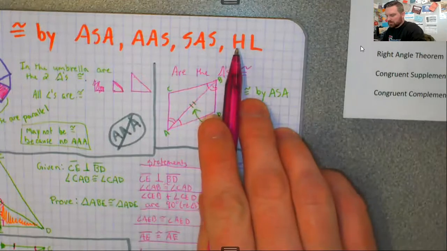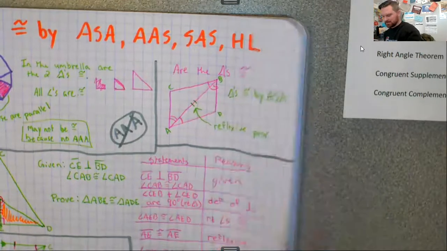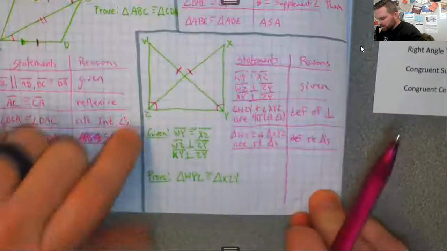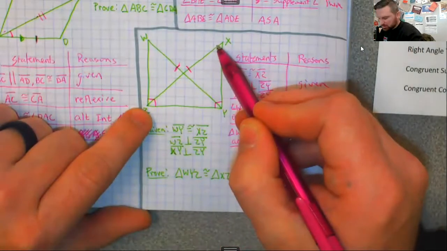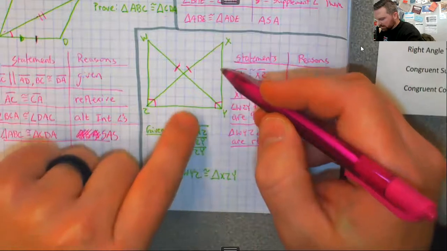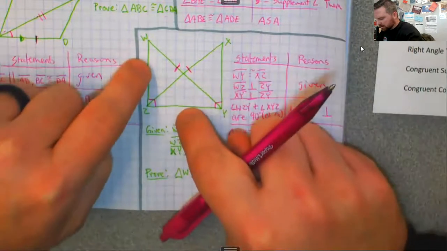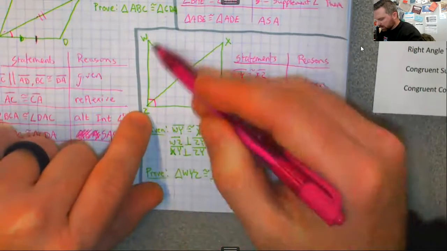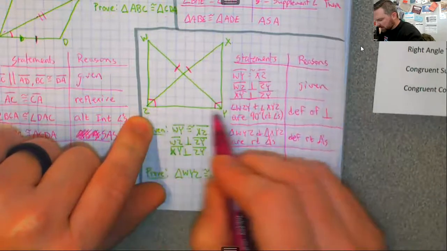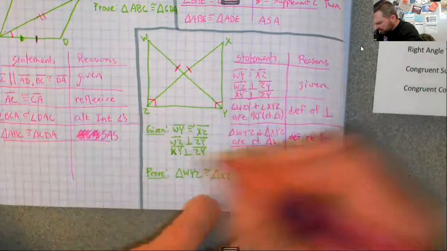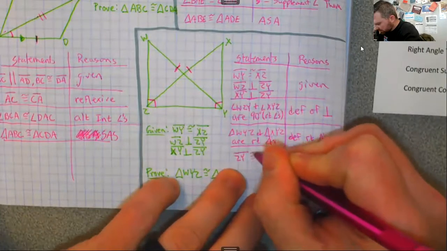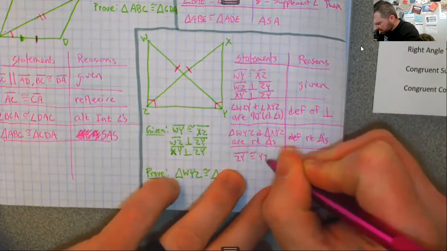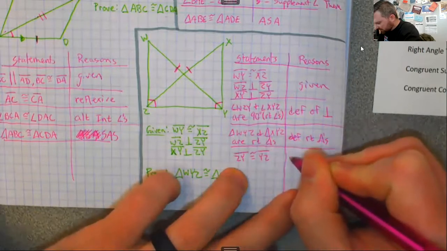Now, because I said that they were right triangles, that opens us to use HL. So I need to prove that the hypotenuse and one of the legs is congruent. So if you look here, I already have the hypotenuse congruent. So I just need to prove one of these sides or one of these sides. Well, in these two big triangles, they both share ZY. So ZY is congruent to YZ. That again is reflexive.